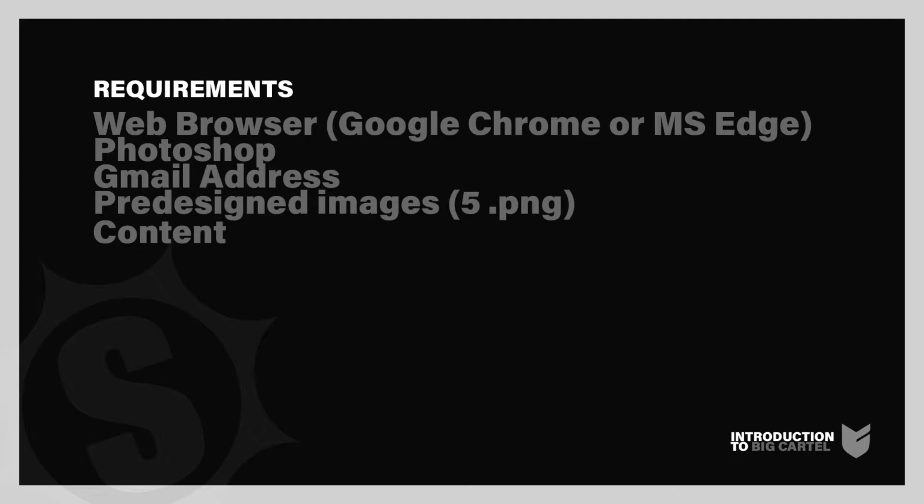So for our requirements, we're going to need a computer, web browser, editing software for your images like Photoshop. You should have a Gmail address, and we need pre-designed images. We're going to get those online, but if you have a logo to put on top of them or a design, that's great. And then, like we mentioned before, you're going to need your content, which is something like a business card or a brochure.